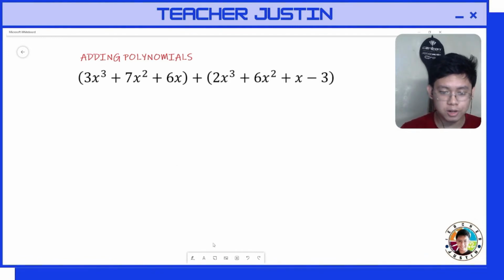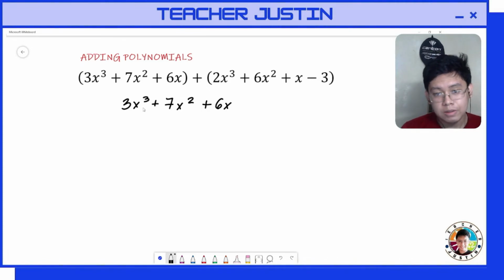Let's write our first polynomial. Our first polynomial is 3x cubed plus 7x squared plus 6x. Now this is our first polynomial and it will be added to our second polynomial. Our second polynomial is 2x cubed plus 6x squared plus x minus 3.